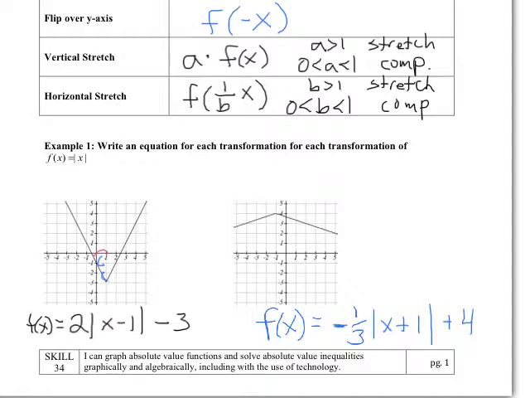The nice thing about absolute value functions is you can describe vertical stretches very similarly to horizontal stretches. And I'll talk about that more in class, but we could have looked at this as a horizontal stretch if we wanted to. I tend to stick to only vertical stretches with absolute value functions, though.